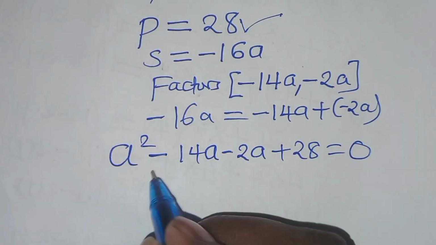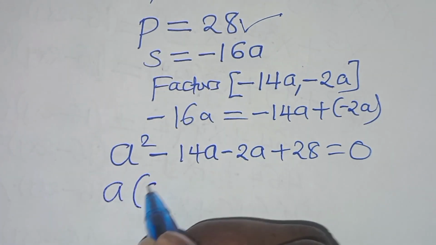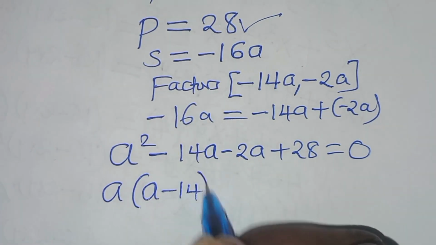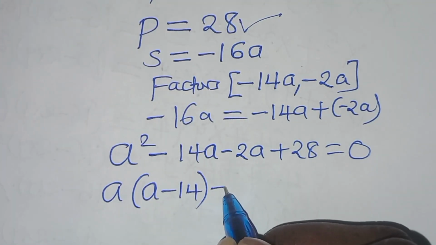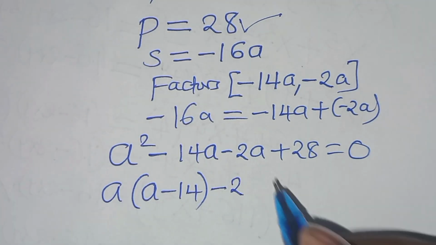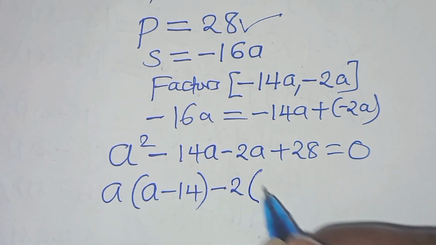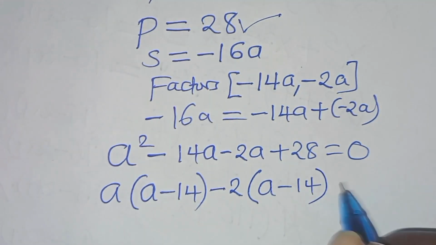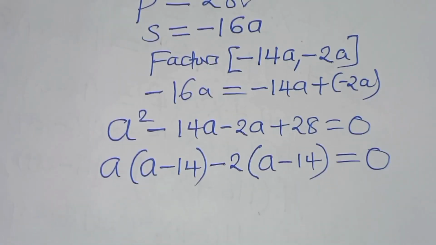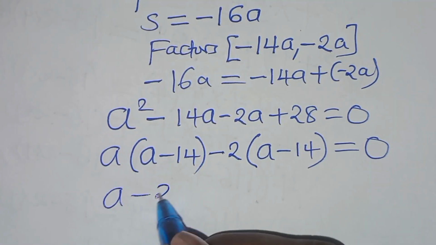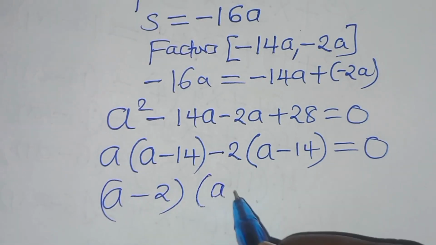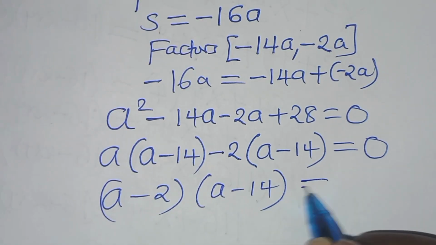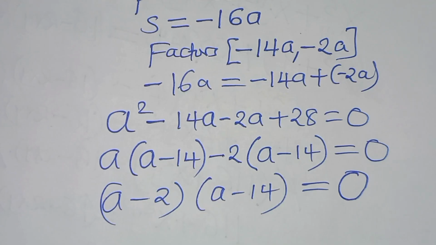So from here, we can factor out a, so that here we have a minus 14. Then subtract, we have 2 into the parentheses. 2 is common here. We have a minus 14. This is equal to 0. So we have a minus 2, and we have a minus 14. This is equal to 0.